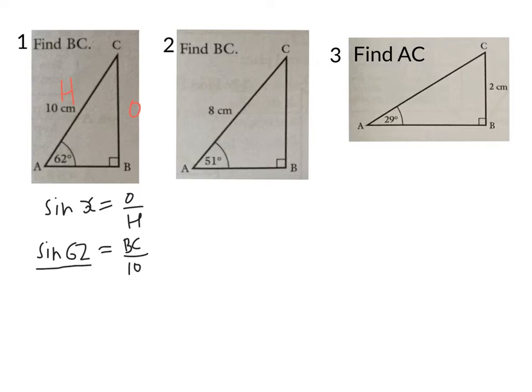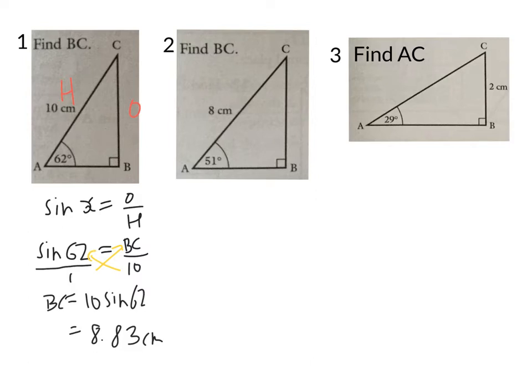We can then make the fraction equal a fraction and cross multiply, and we get that BC equals 10 sine 62. Reach for your calculator, and you get 8.83. Okay, and that's centimeters. That makes sense. The hypotenuse is 10. It's the longest side, so it had to be less than 10. And yeah, it looks bigger than half anyway.